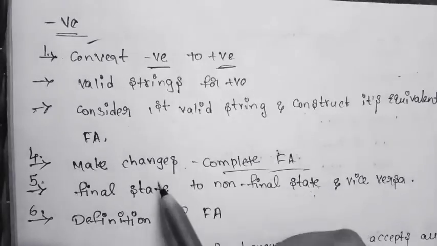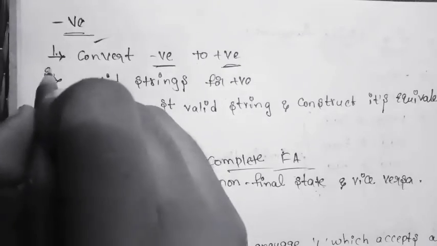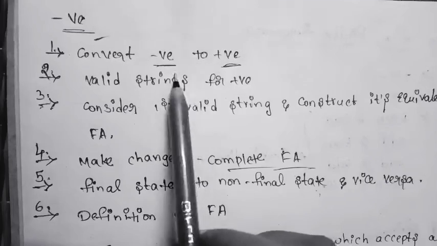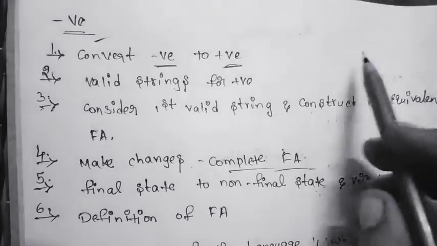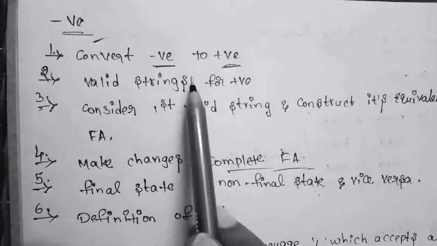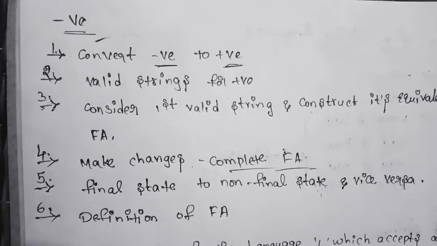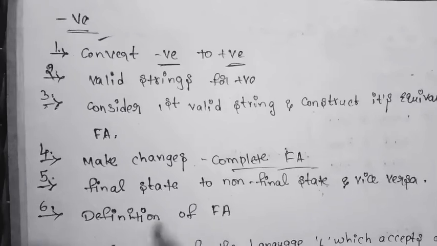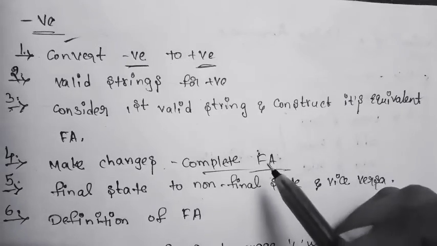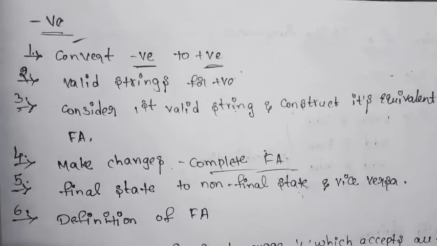Then see, these are the steps I am considering to form the negative manner finite automata. The first step is to convert the negative manner quotient to a positive manner quotient. Then write the value strings for the positive quotient. Then consider the first value string and construct its equivalent finite automata. These two steps are the same as in the positive manner questions.